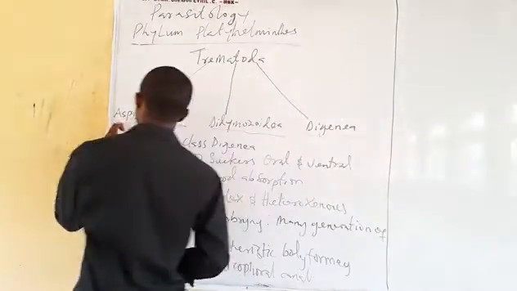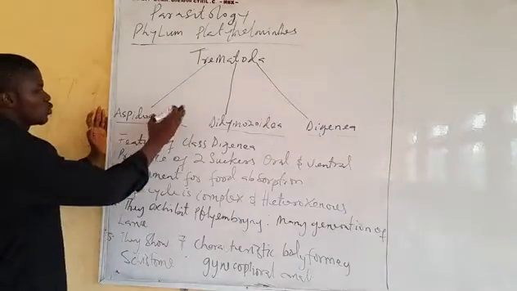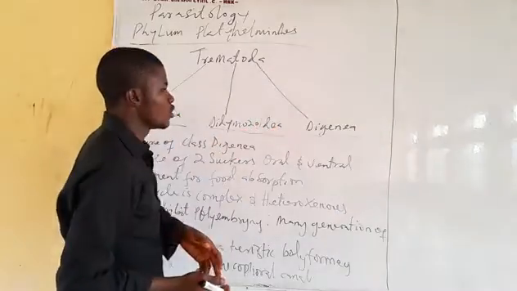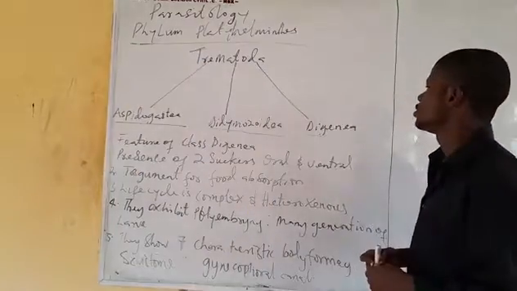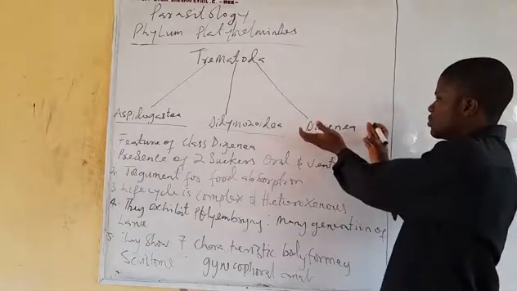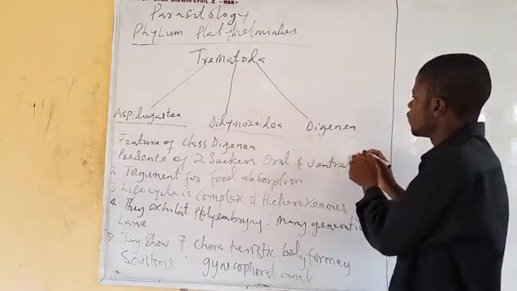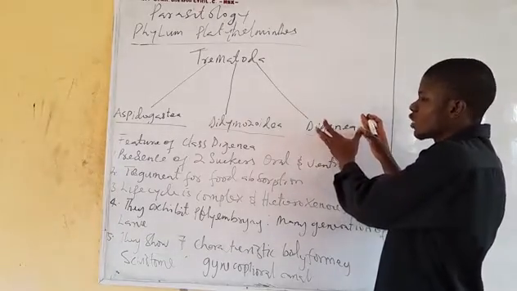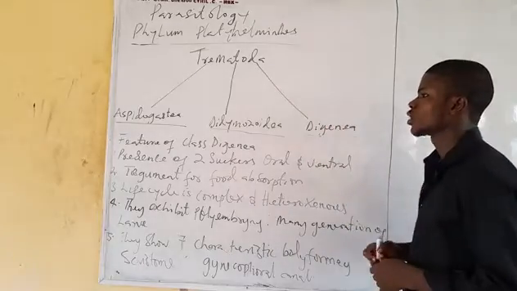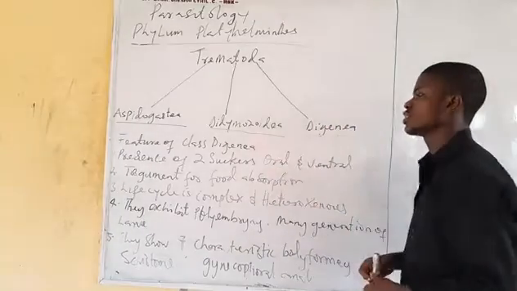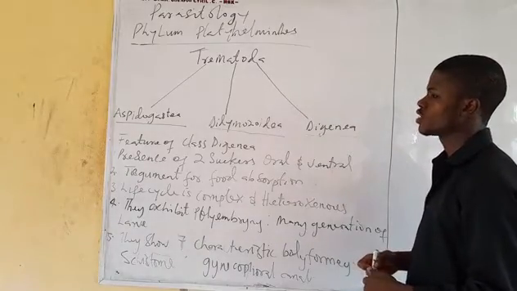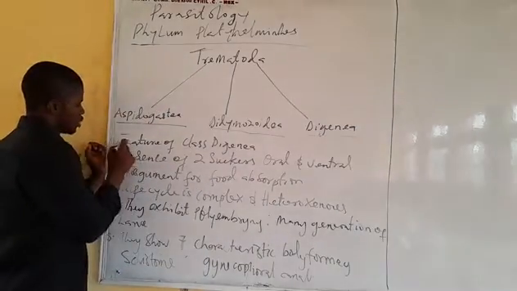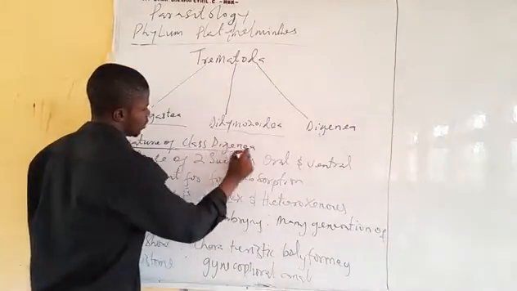Now, these are parasites of mollusks, while these ones are tissue-dwelling parasites of fishes. As for Digenea, these are parasites of vertebrates including man. They are of economic importance to man. Now let's look at the features of this class Digenea, because through here it will lead us to the parasites to be studied under this phylum.